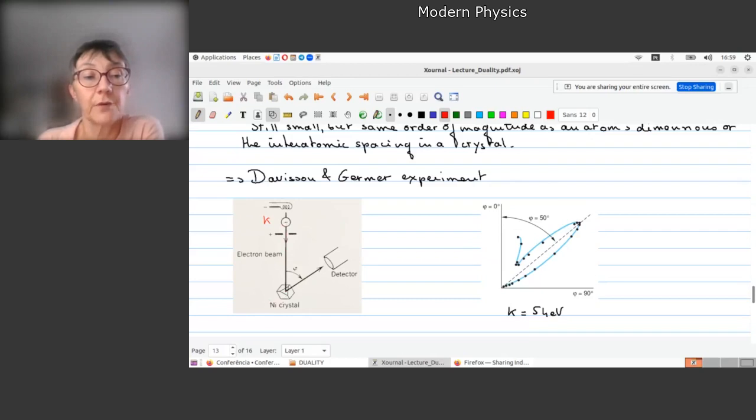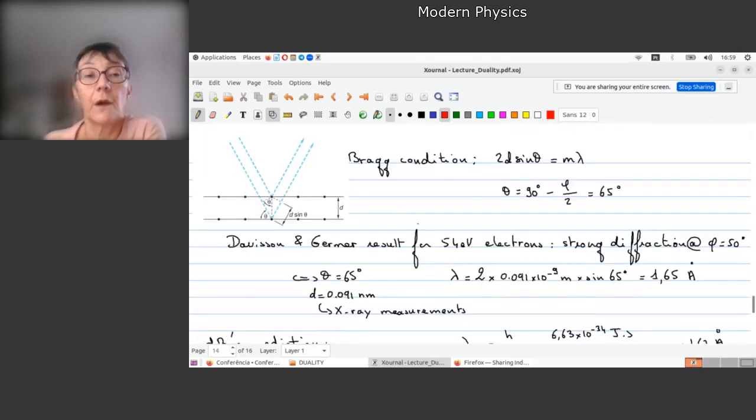This is the same nickel crystal we already used, I think, for the diffraction of X-rays. And so you put a detector, and this is very easy to detect electrons. This is a charged particle, so you put this detector at an angle which is called phi here, and what do you expect?